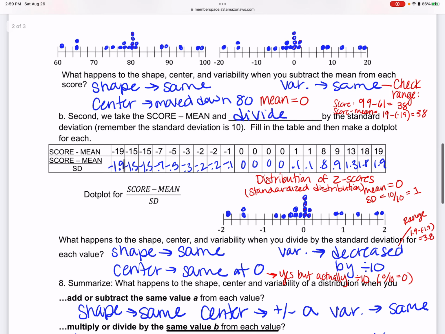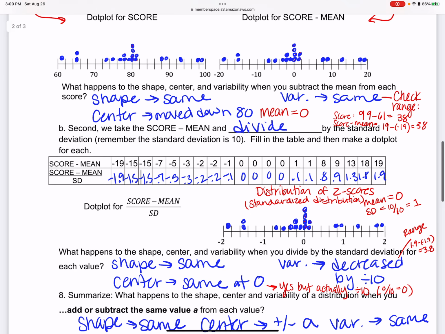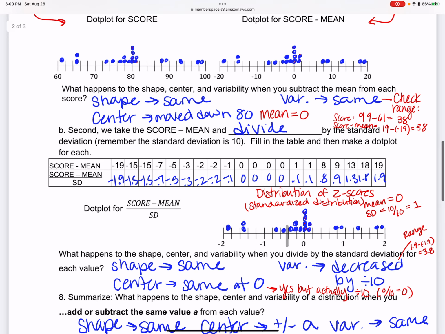So now let's go ahead and do the score minus the mean, which we have, and divide it by the standard deviation. So this is my z-score, and now we're going to do a dot plot here. If you notice, what happens is that the distribution looks the same.